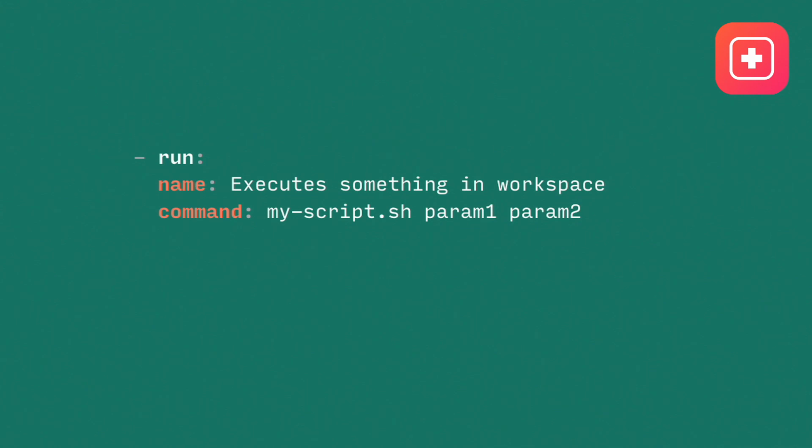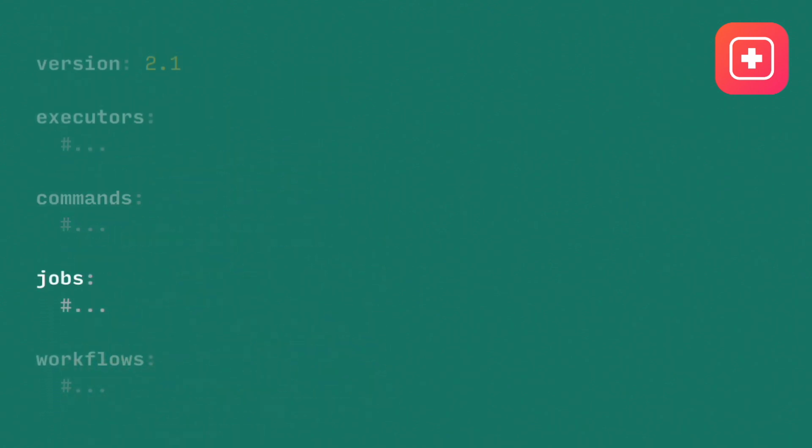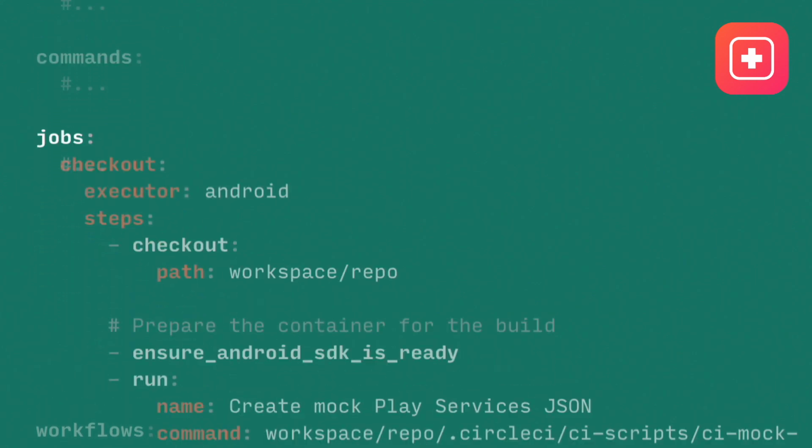And then lastly, run. Run is another kind of step. Does what it says on the tin. Runs something, whatever you want. There's 9 commands in our build. Save, restore, save, restore, save, restore. And then 2 other utilities, and then restore workspace. They're all very easy, so I'm not going to spend more time on it.